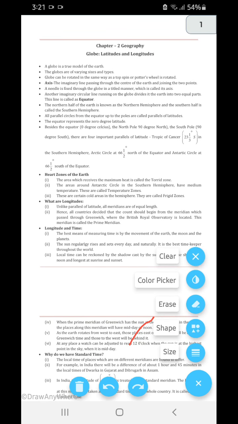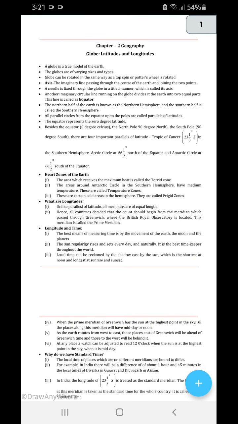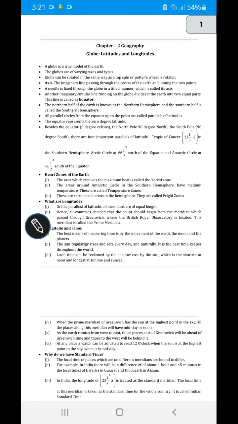When the prime meridian of Greenwich has the Sun at the highest position in the sky, all the places along this meridian will have midday or noon. As the Earth rotates from west to east, places east of Greenwich will be ahead of Greenwich time, and those to the west will be behind it. At any place a watch can be adjusted to read 12 o'clock when the sun is at the highest point in the sky, which is midday.